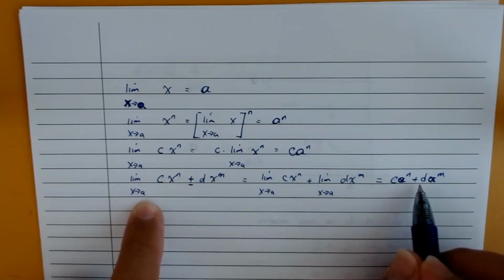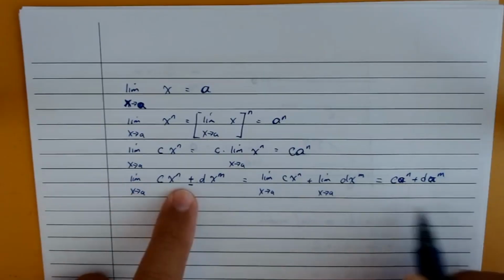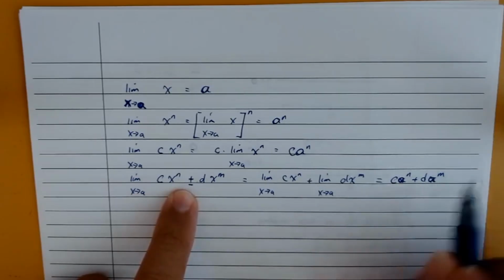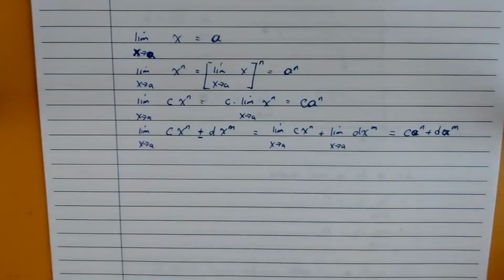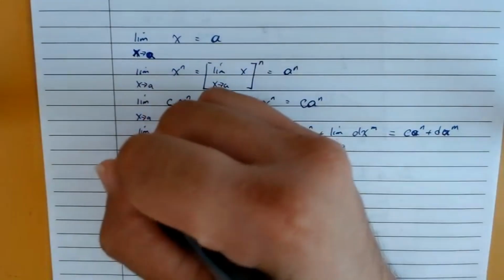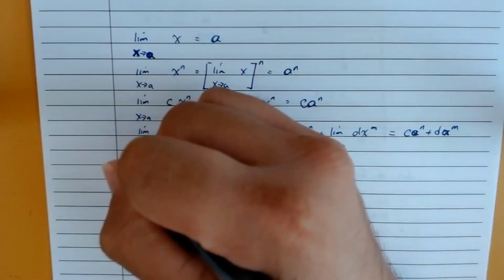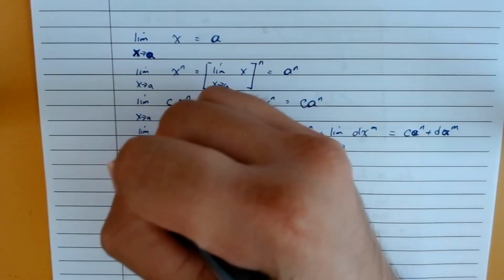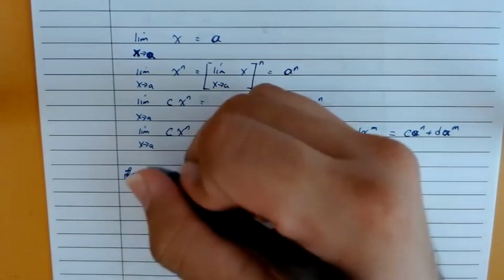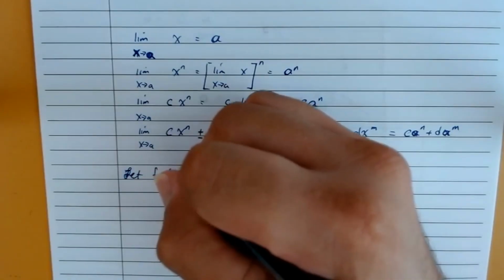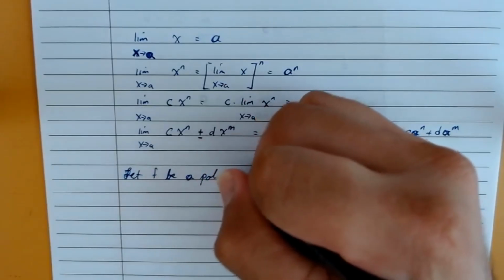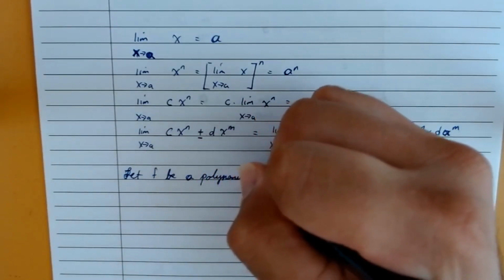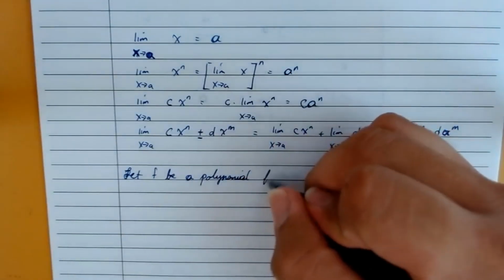So what this does is it gives us a very nice property. It says that if you want to take the limit of a polynomial, you can just plug the number into the polynomial and that's your limit. So here's a property. Let f be not just any function, but a polynomial function.